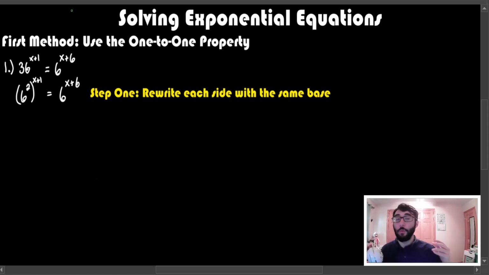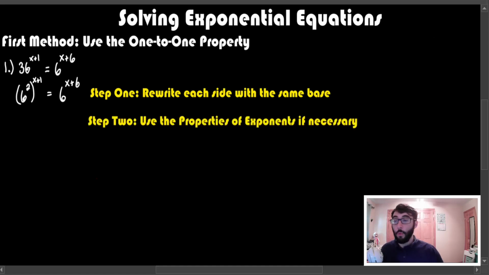So I would be able to rewrite each side with the exact same base. Notice here I have 6 to the second raised to the x plus 1 power. I'm not actually changing the number 36. Notice 6 squared is 36, so I'm not actually changing this number at all. That's 36, and that 36 was raised to the x plus 1 power, so I'm showing that. And on the right side, I already have a base of 6. So notice I have a base of 6 here, a base of 6 here, so that step is done.